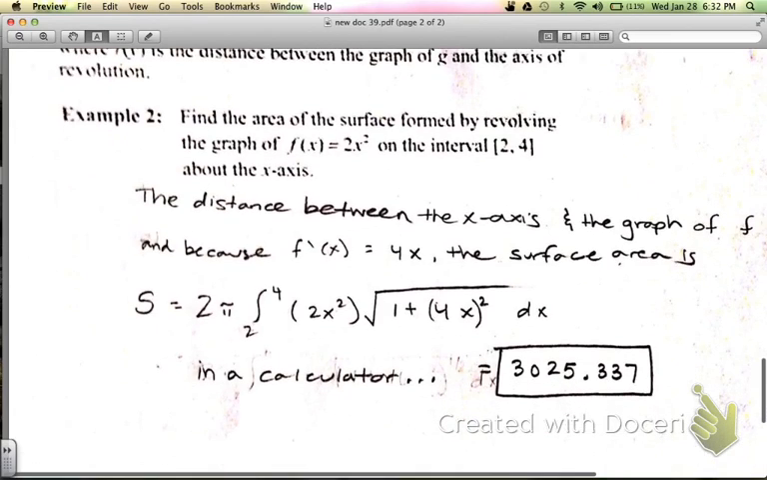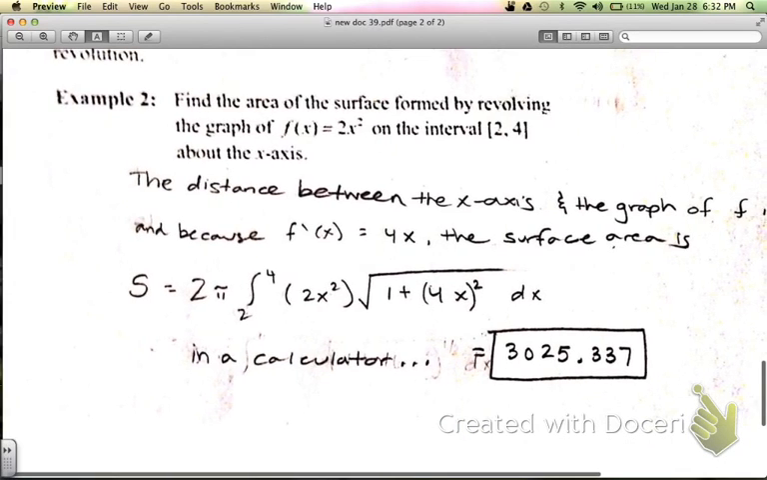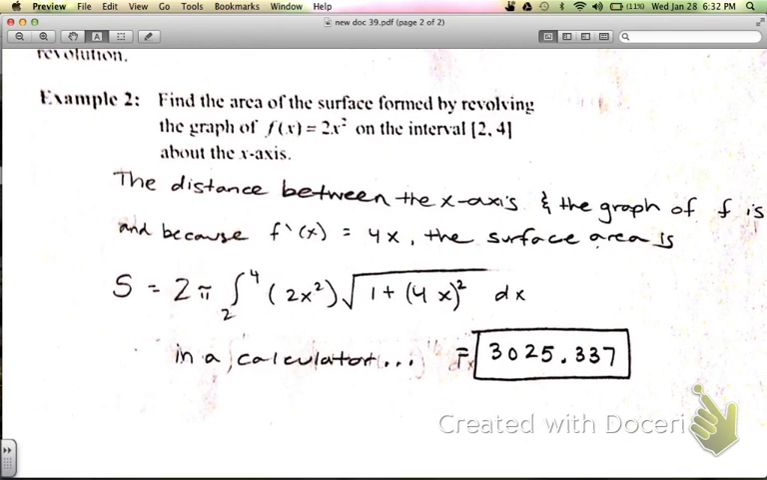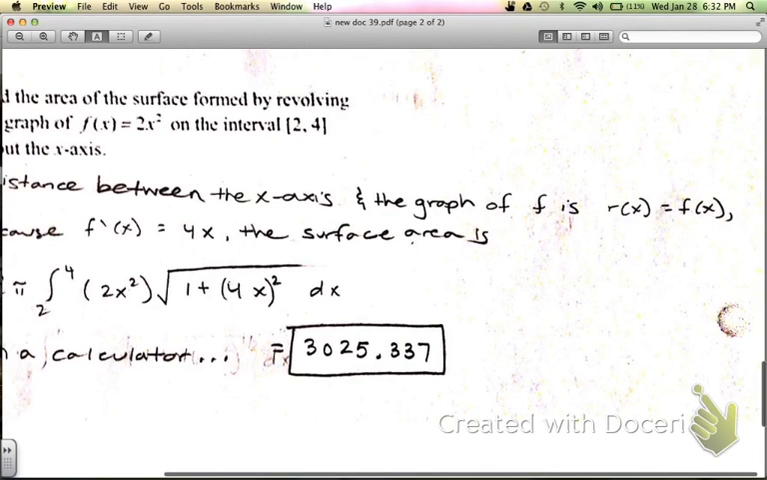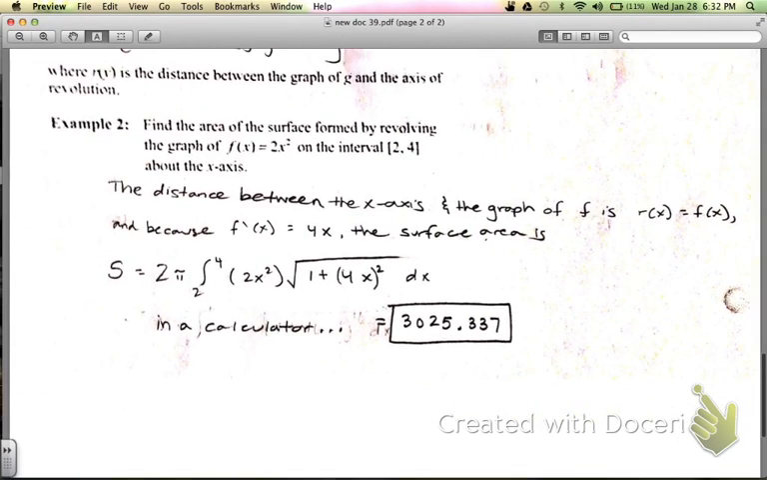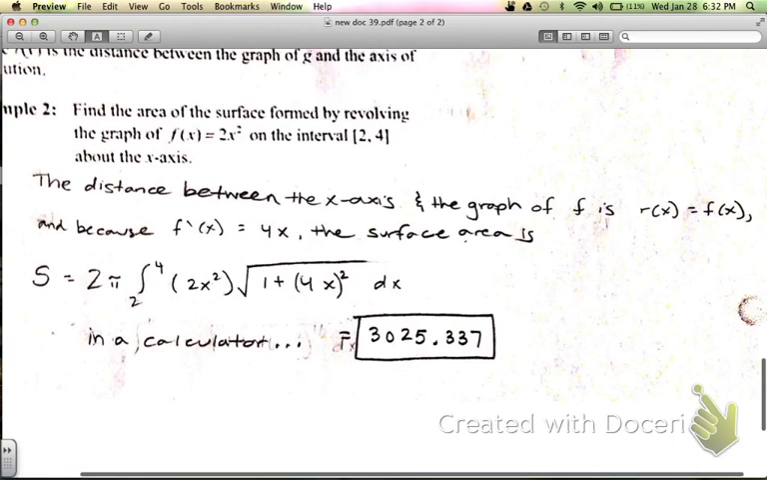There's an example down here: find the area of the surface formed by revolving the graph of f of x equals 2x squared on the interval from 2 to 4 about the x-axis. Number one, this is y in terms of x, so we know we're going to use the first formula. I have my interval from 2 to 4, and we're rotating about the x-axis, like the first picture I drew. So the distance between the x-axis and the graph of f is r of x equals f of x. The first derivative of f of x equals 4x, so you can plug all those things into the formula.